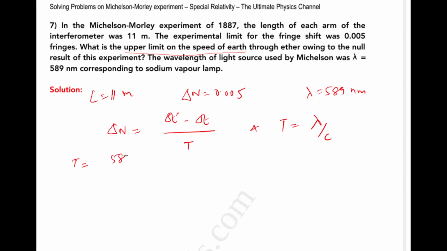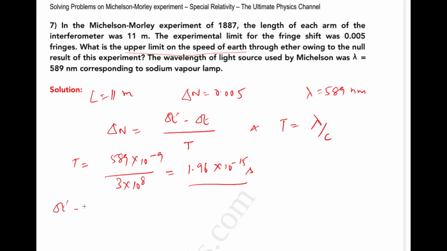So if we proceed to calculate the time period capital T first, that is lambda is 589 into 10 power minus 9 meters, from nanometer to meter conversion we have done here, over c, that is 3 into 10 power 8 meters per second. So if we do the calculation, we end up getting 1.96 into 10 power minus 15 seconds. This is the time period.